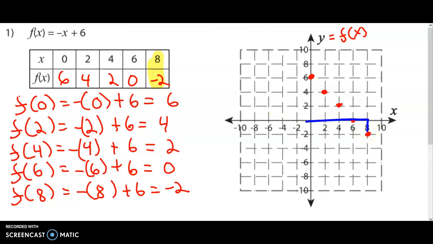Okay, and now I've got dots on here, and we're just going to make a line and put arrows on the end. And that's it. That's how you graph.